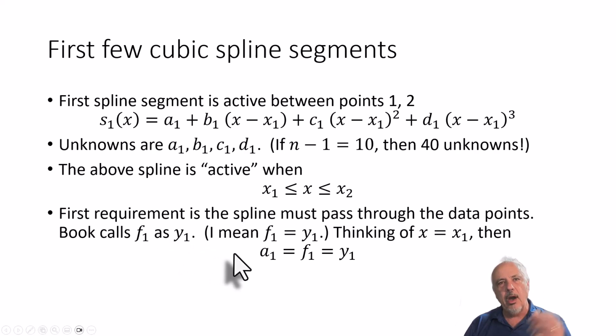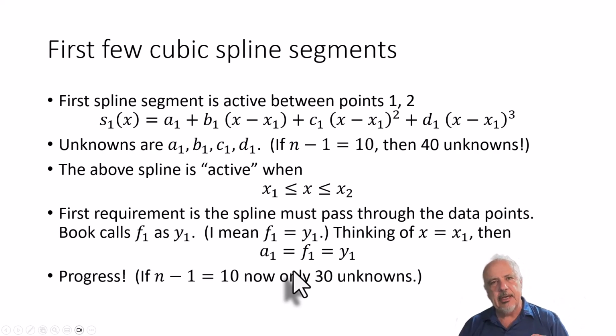So the first requirement is that the splines provide the actual data at the point. For the first spline, we get A1 equals F1, or Y1. That helps a lot because now instead of 40 unknowns, we've only got 30 left. We've got A1 taken care of, and A2, A3, all the A's are taken care of. They're going to equal the data point that corresponds with that particular x of that segment.